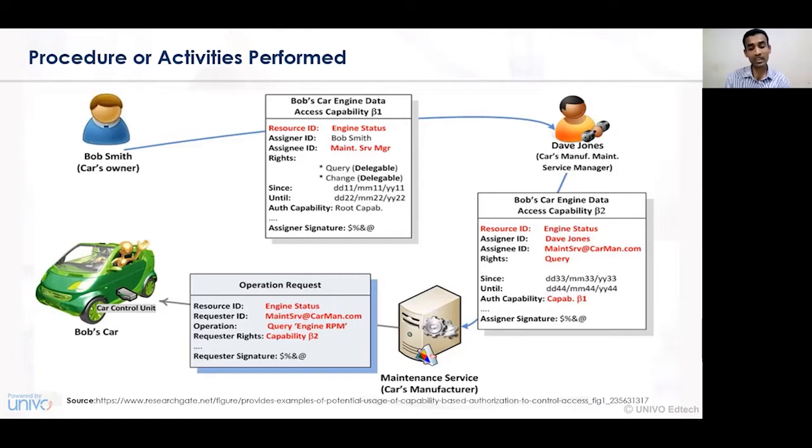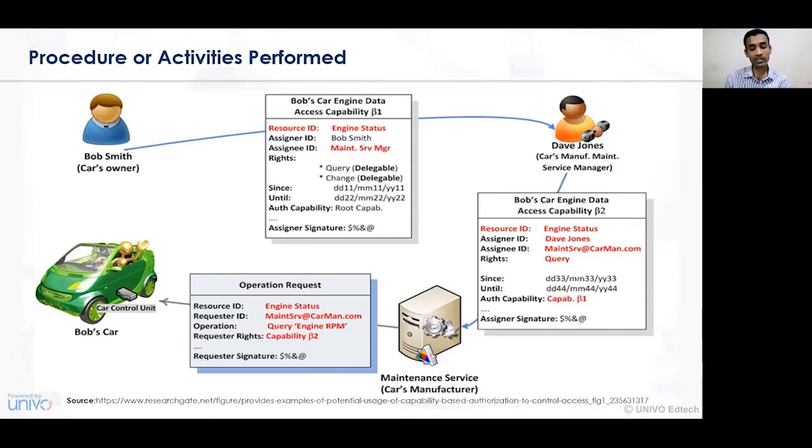But now in this case, the authorized capability has been moving from Bob Smith to Dave Jones, and hence when it has been moving from Dave Jones to the maintenance service manager, it is the capability of beta 1. So the card that has been prepared, that is the beta 1 card. And we assign a signature. So they assign that particular task, they assign a signature. That is Dave Jones' signature is to be fixed at this location.